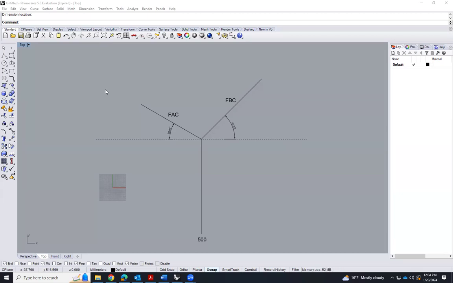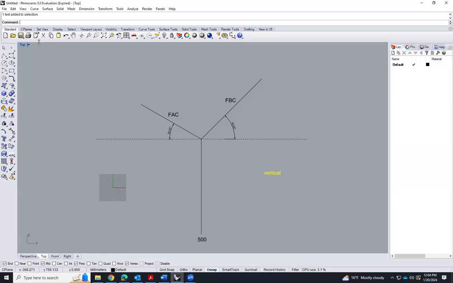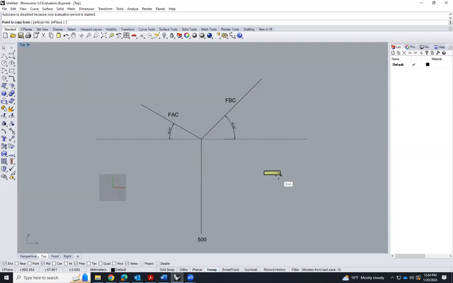The procedure is always the same. We have to create vertical equilibrium and horizontal equilibrium. So if I type vertical here, and then I will have the horizontal one, the horizontal equation. Okay, vertical and horizontal. So what do we have in the vertical equilibrium?